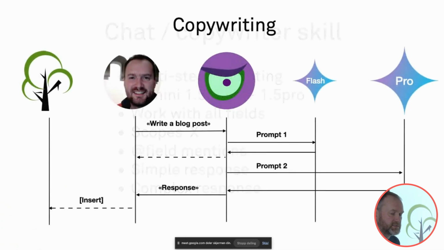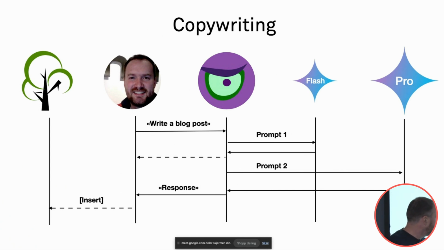So the way it plays out is like this. I'm writing, hey, write a blog post. It will then communicate first with the Gemini Flash, and then it will get the response back. And then this will determine whether it was a simple or complex question. So if it was simple, we just instantly return here and everyone's happy. If it, however, was complex, it will do another query against the Pro to do the text generation and all the fields and all that stuff. And then you get the response, and I can choose insert. So it's pretty straightforward.